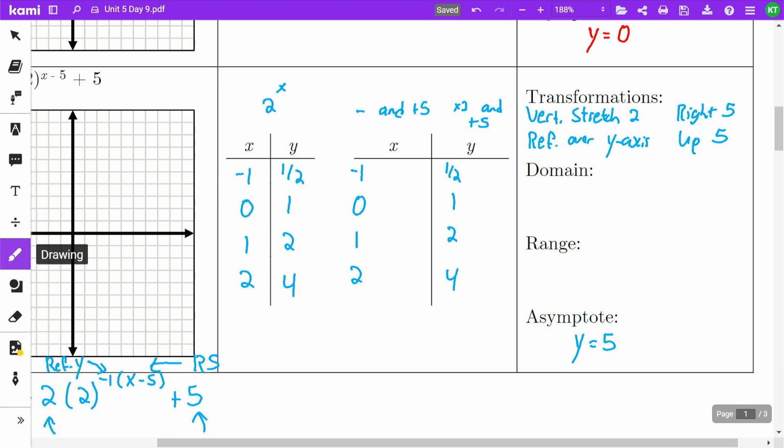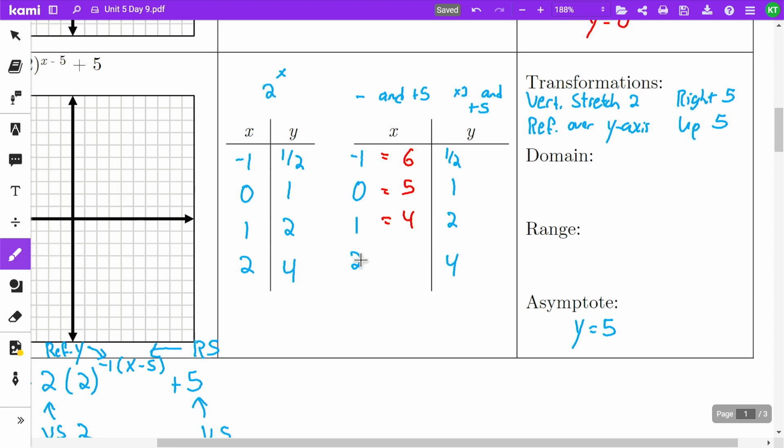So if I turn this negative 1 and multiply it by a negative and add 5, that will be positive 1 plus 5, which is 6. Negative 0 plus 5 is going to be 5. Negative times 1 would be negative 1 plus 5, which is 4. And then negative 2 plus 5, which gives me 3.